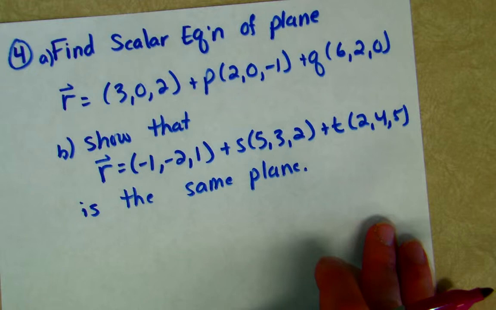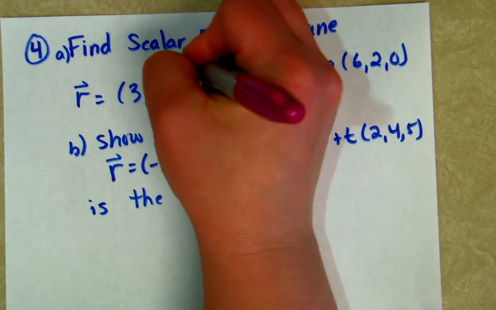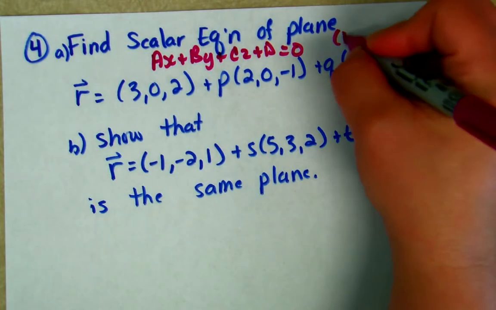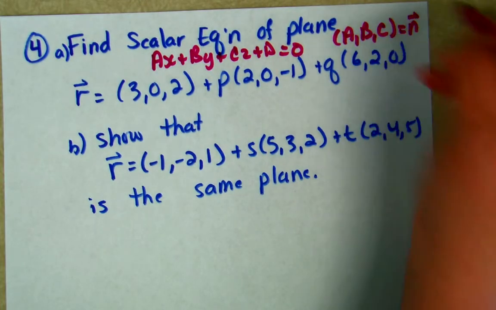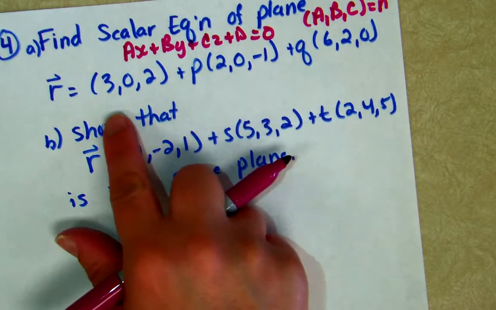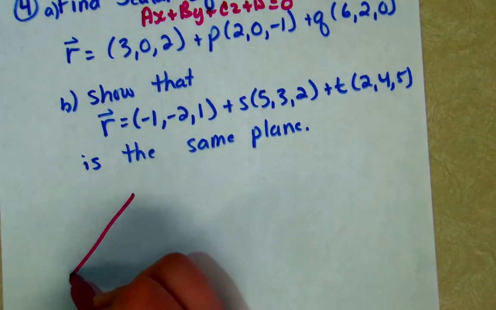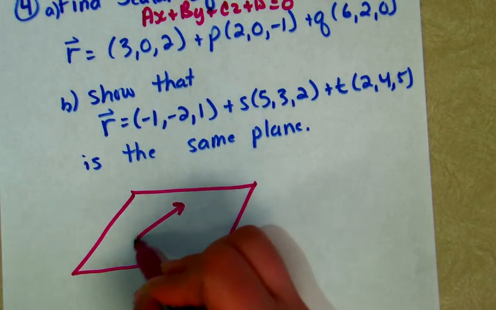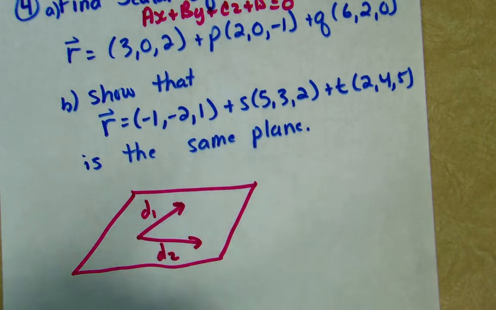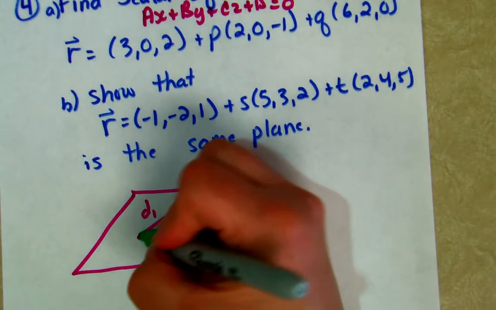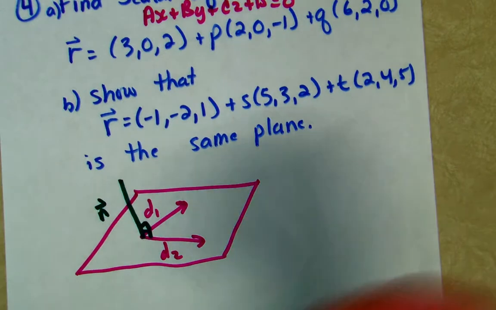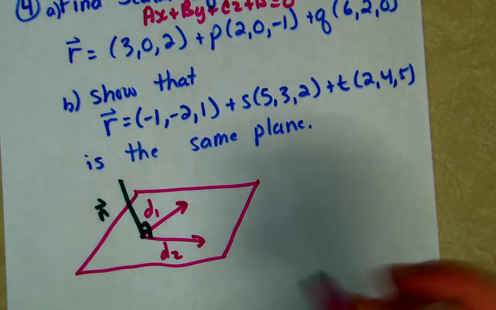Now we're going to take a look at scalar equations. And scalar equations are AX plus BY plus CZ plus D equal to 0, where ABC is the normal. So A says find the scalar equation of this plane. I have a point and I have two directions. So if I think about what's happening, there's my plane. I have direction 1 and direction 2 on the plane. My normal is going to come out of the plane and it's perpendicular to both of those. So that's my N. So N has to be perpendicular to both directions.